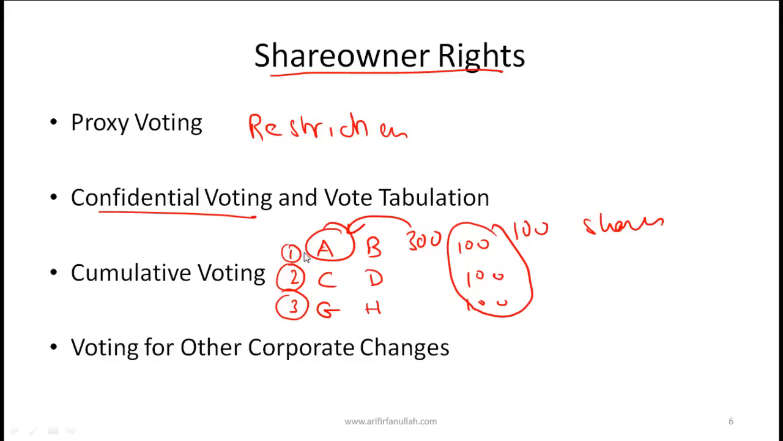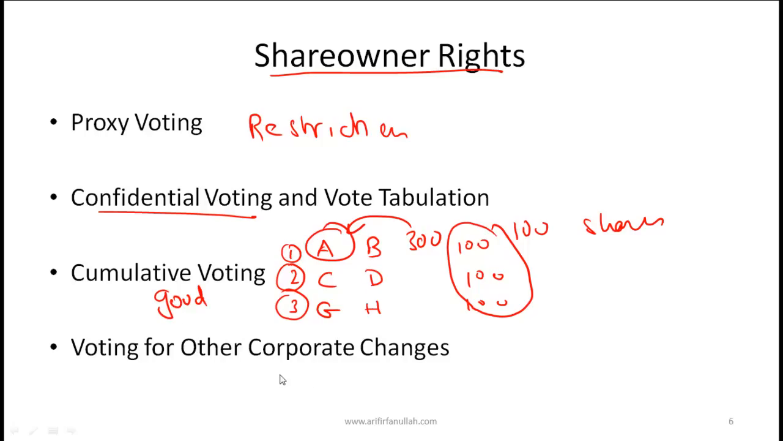So this is generally good for shareholders, especially small shareholders, because they can have a higher impact. The only thing we need to watch out for is if a given family has an ownership stake in a company, they might use this to get their way. But by and large, cumulative voting is good for shareholders.